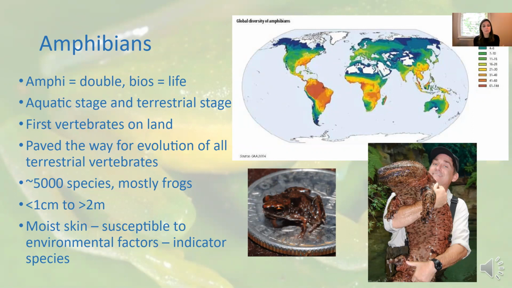Most amphibians have moist skin. That's so that they can respire through their skin, but that also means that they're susceptible to environmental factors. And so a lot of times they could be the first that are affected by either air pollutants or water pollutants. And so a lot of times we look to amphibians as indicator species.